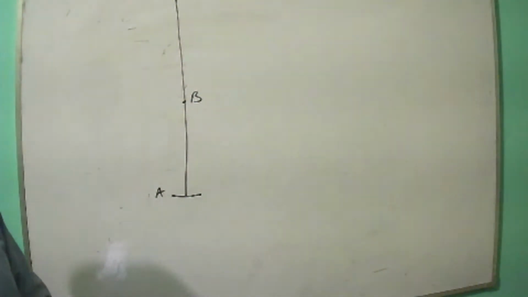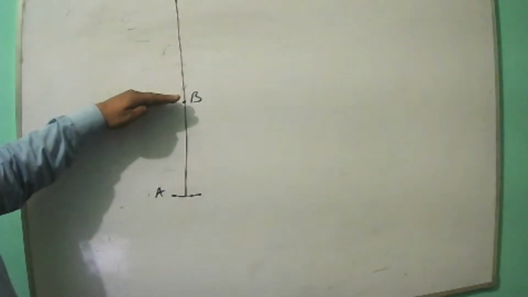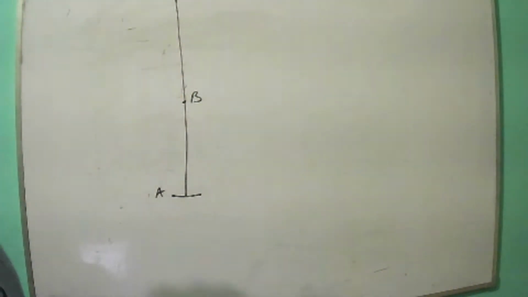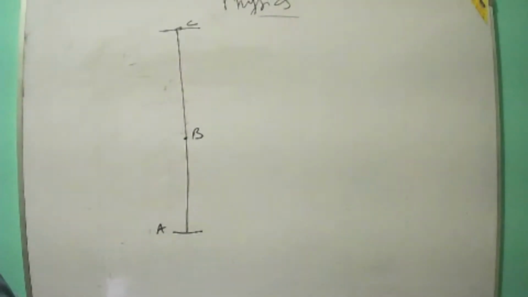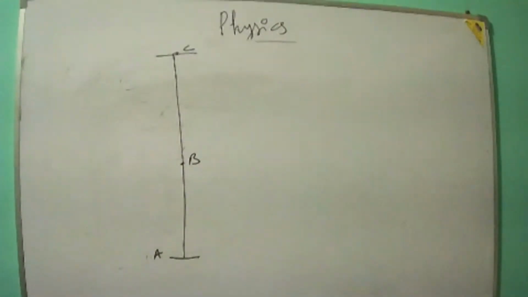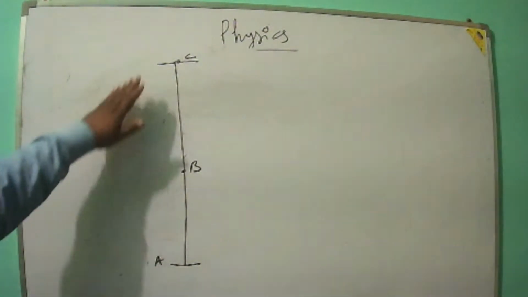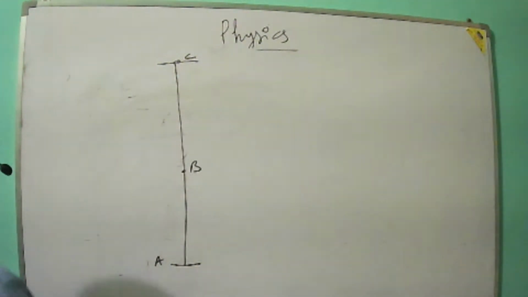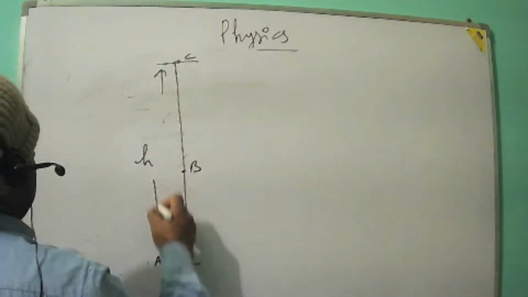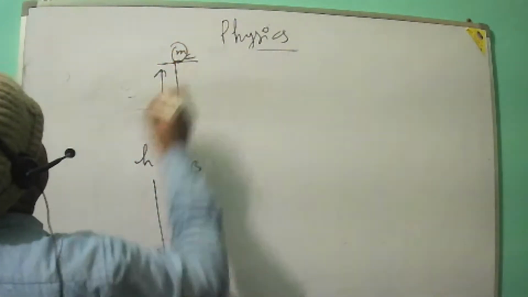So let us understand about transformation of energy and then total energy we'll see. Suppose one object is at point A, after some time B and then C. You can take in reverse order also. The object was initially at C, then B, then A. The height of this point C from the ground is h, and you have kept here one object of mass m.